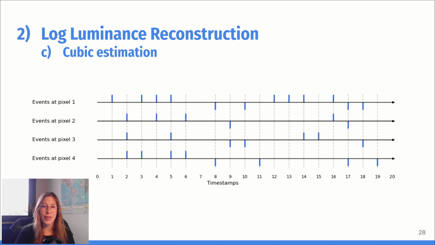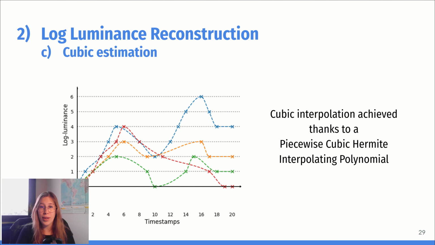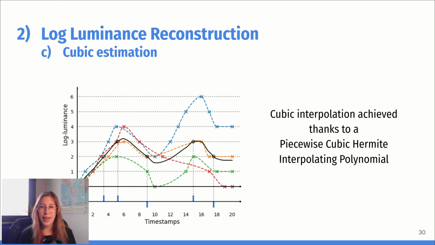Finally, we kept on with our log luminance reconstruction method and tried to reconstruct the log luminance using a cubic estimation. We start with the same 4 pixels and reconstruct the different log luminance thanks to the piecewise cubic Hermite interpolating polynomial algorithm. This algorithm was necessary because more traditional cubic interpolating algorithms produce really high extremas and really low extremas, which produced some fictive events that we did not want to happen. We compute the mean, and then we have events that are produced. A bit more events are produced than with the previous method on the same example.